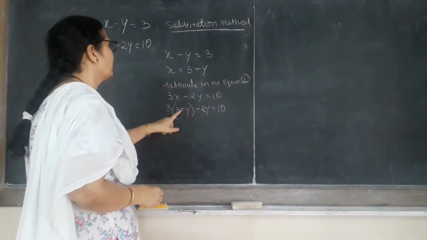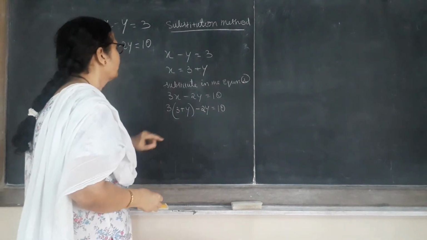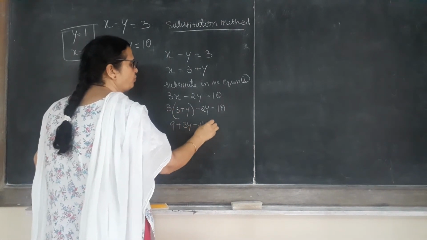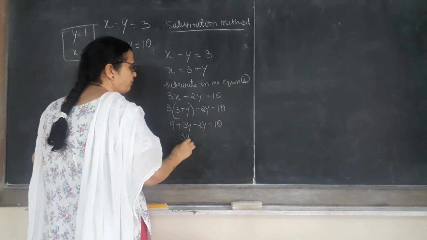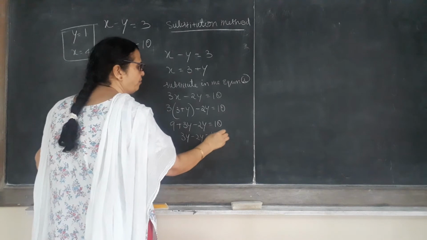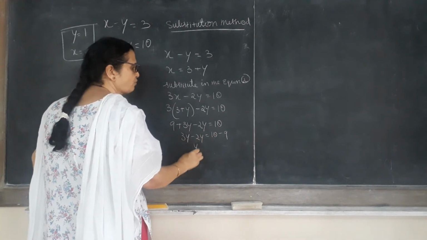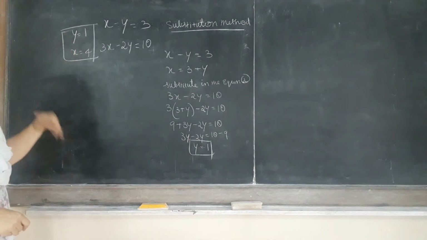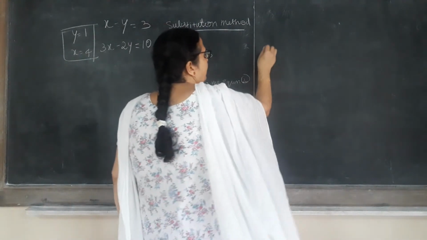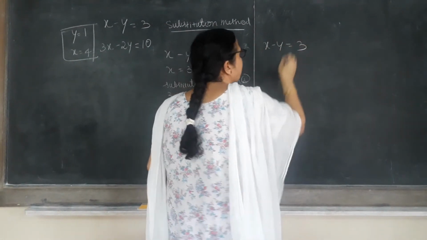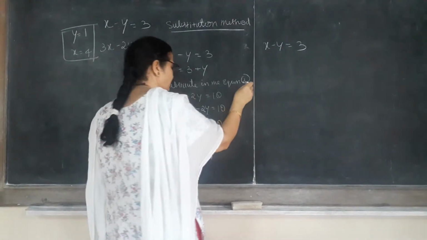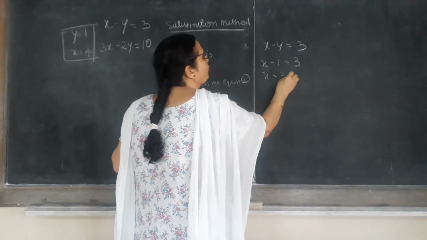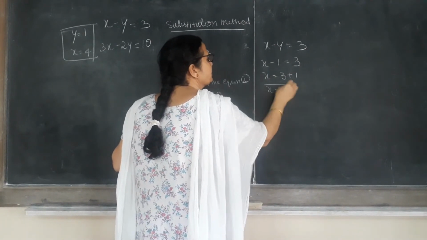x can be written as what? 3 plus y. 3 threes are 9. Plus 3y minus 2y is equal to 10 minus 9. 3y minus 2y is y, so y is equal to 1. Same value. Yes, now we will find the value of x. x minus y is equal to 3. x minus 1 is equal to 3. x is equal to 3 plus 1. x is equal to 4.